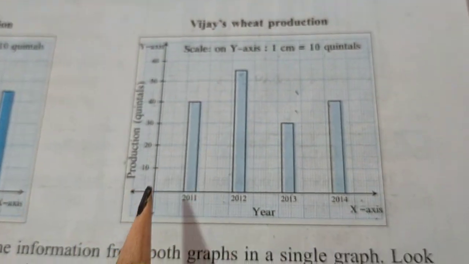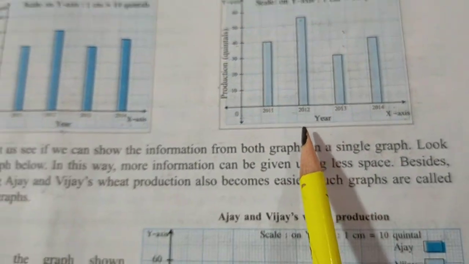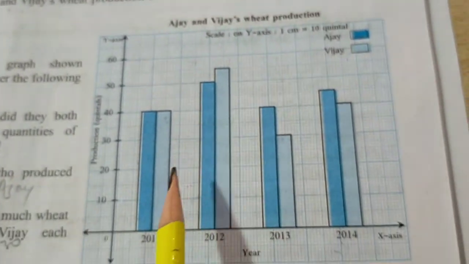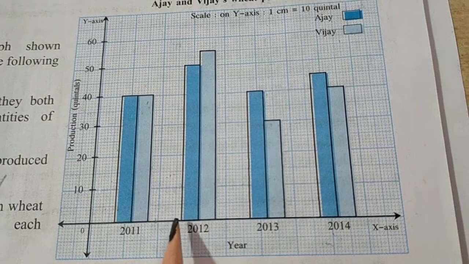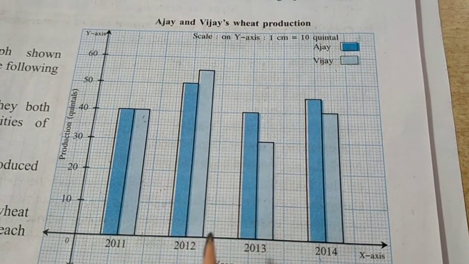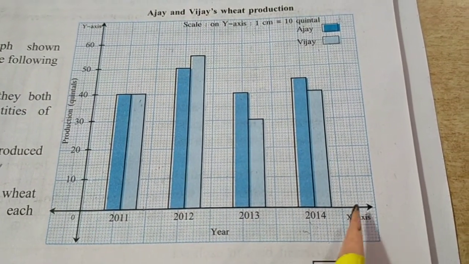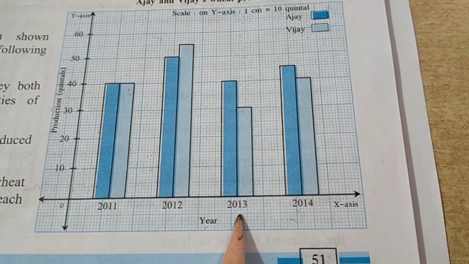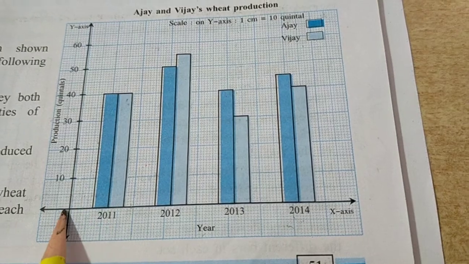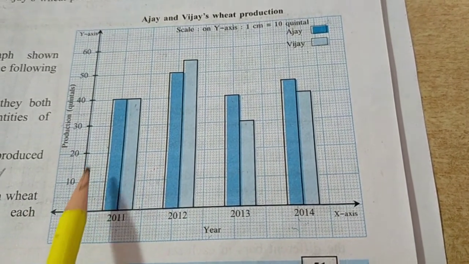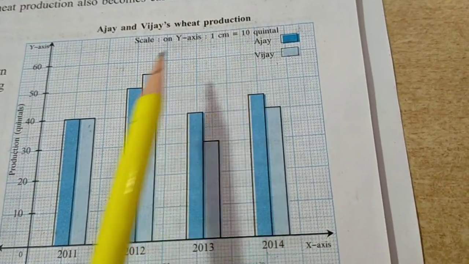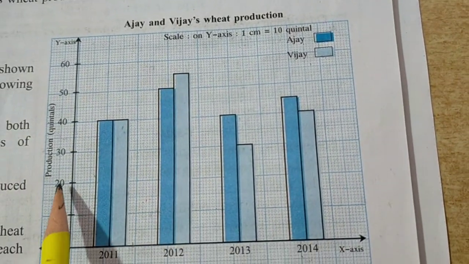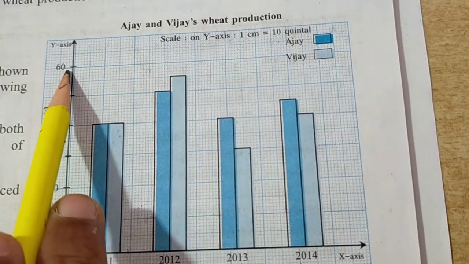So in this way we can read graphs, but here separate graphs are given for both persons. Now if we take them together in the same graph, then it becomes a joint bar graph. You can see here on the x-axis the years are the same for both: 2011, 2012, 13, 14. Then on the y-axis the same scale is there. It is written here, 1 centimeter equals 20 quintals. Here also you can see 10, 20, 30, 40, 50, 60.